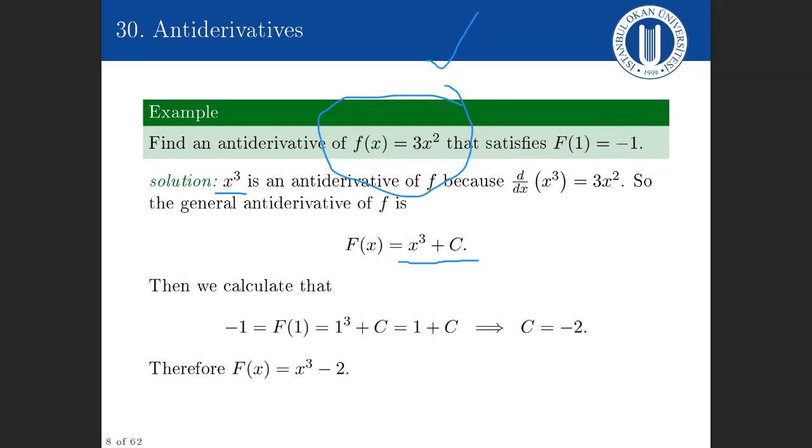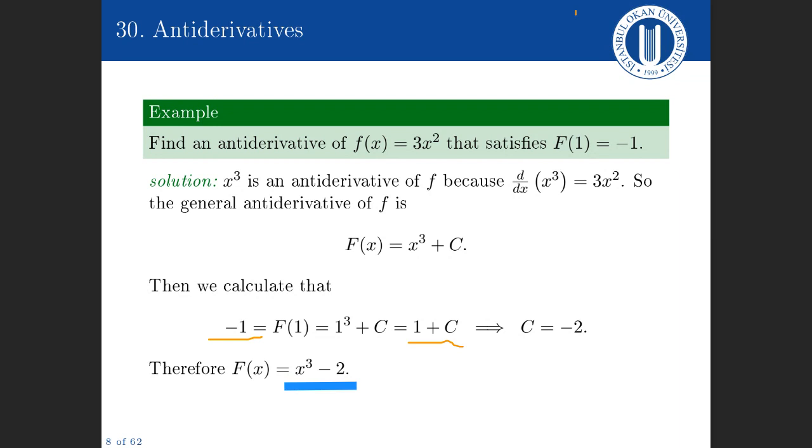For the second part, we need to choose the correct value of c so that we get capital F of 1 is equal to minus 1. So this is what I'm going to start with. I want capital F of 1 is equal to minus 1, so I'm going to start just here. But we know that capital F is x cubed plus c, and if x is 1, that's 1 cubed plus c, or 1 plus c. But if 1 plus c is equal to minus 1, then c must be minus 2. So the answer to this question is x cubed minus 2.